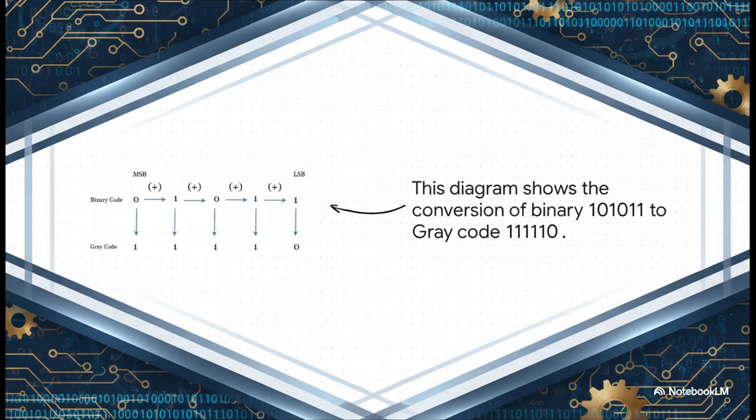1 plus 0 is 1. So that's our next bit. Then we do the next pair. 0 plus 1 is 1. Then 1 plus 0 is 1. Then 0 plus 1 is 1.